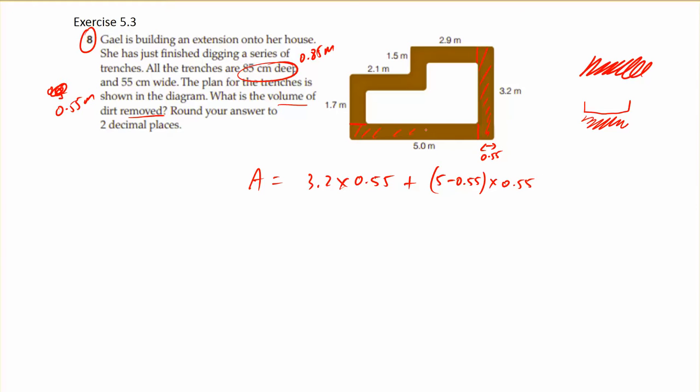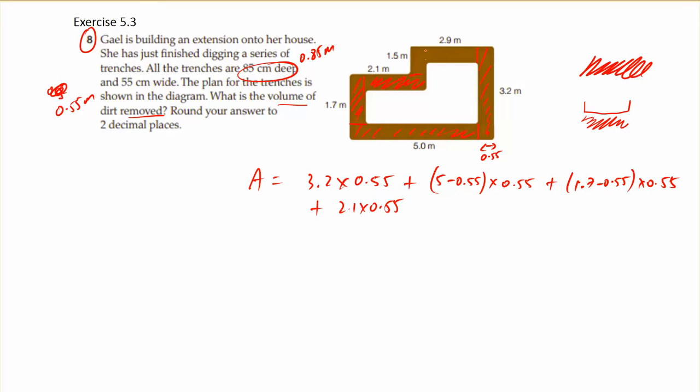Okay, so that's done. Next part, this area, plus the whole height here is 1.7, but we're less 0.55, so 1.7 less 0.55, and you're multiplying by 0.55. So that's done. This area takes up 2.1, but we've removed 0.55, but also we've got a 0.55 here, so it's still 2.1. So you go plus 2.1 times 0.55. That's done here.